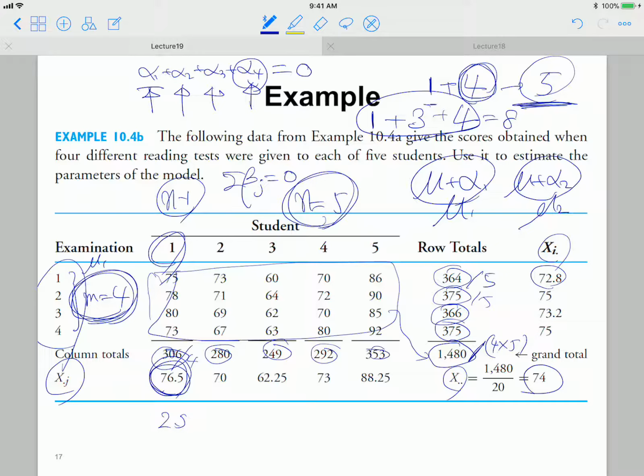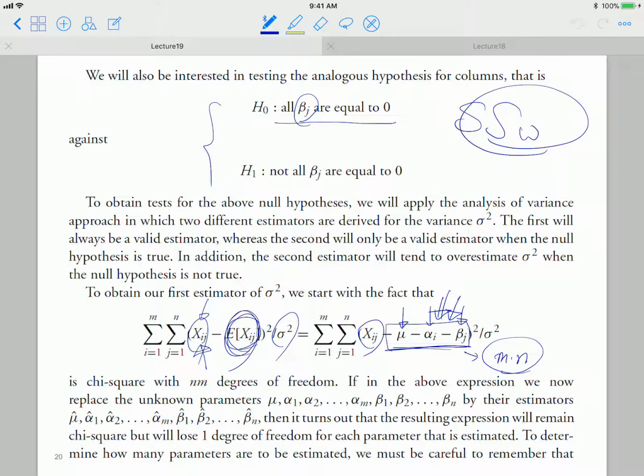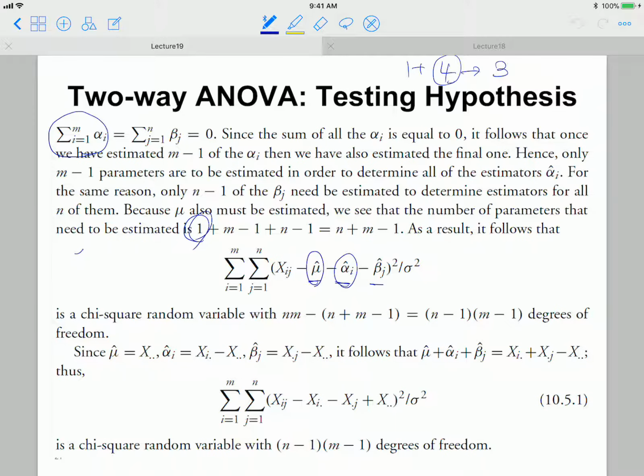Okay, and then let's just represent it by using the notation of m and n. So 1, which is corresponding to mu, and m minus 1 and n minus 1. Okay, so these are the actual number of parameters that we have to estimate. And so altogether, this one is the number of parameters, and this is something that we have to decrease by this amount, right?